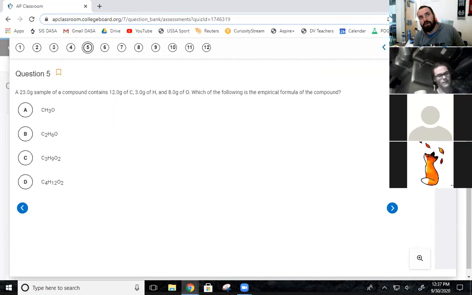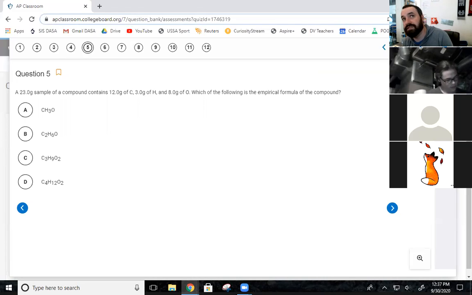The grams of the element over. So you want to figure out how many moles of each one you have. Are we dividing it by Avogadro's number? No, not Avogadro's number. You're dividing, so you figure out the molar mass of each thing.